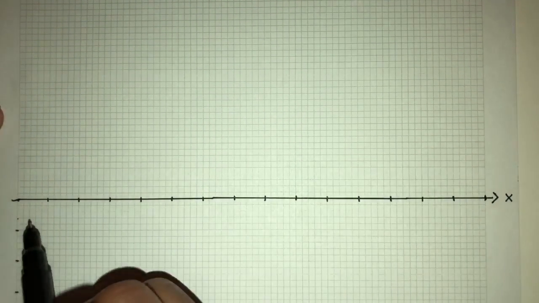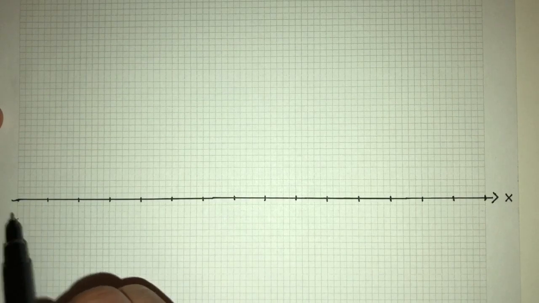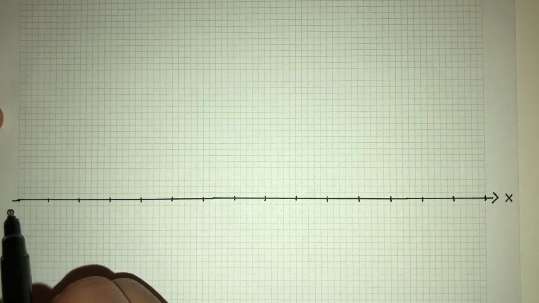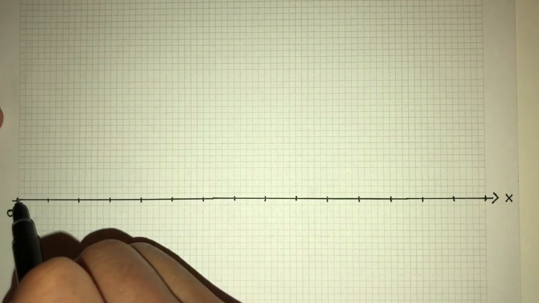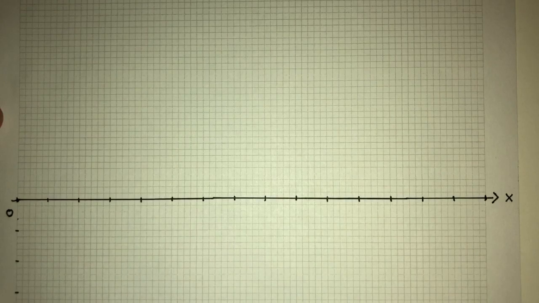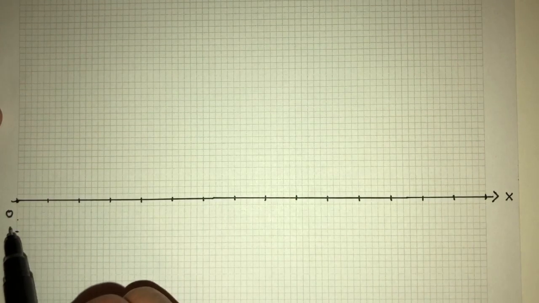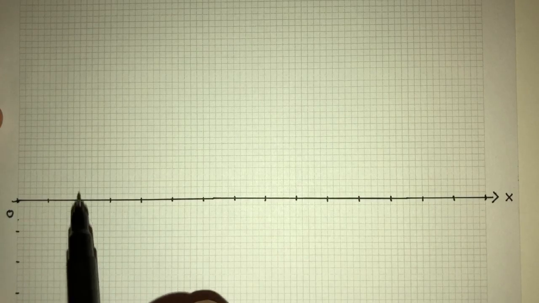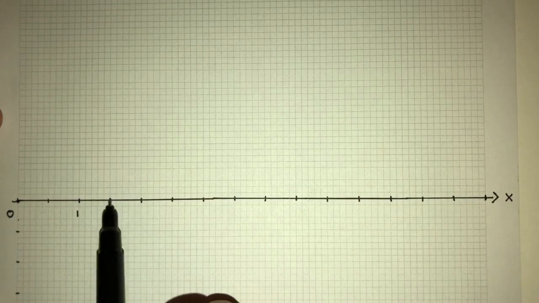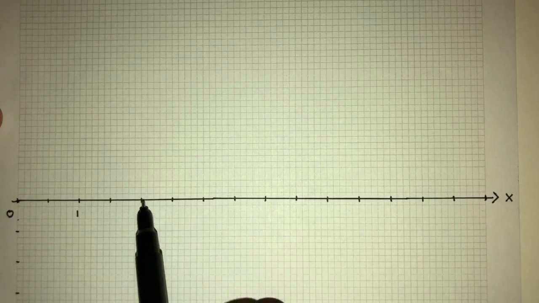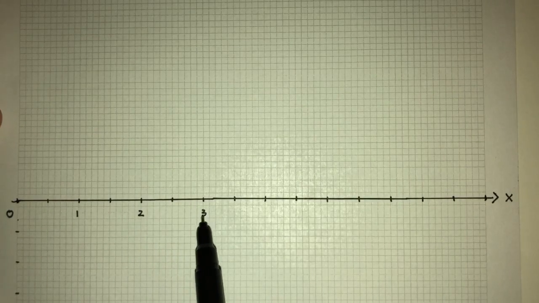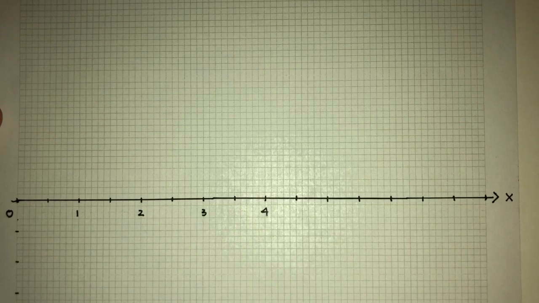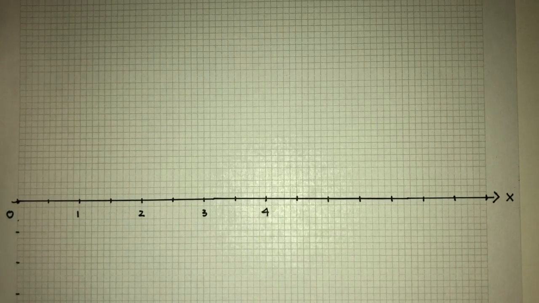I can start here for 0. And now to 4, it says using a scale of 2 centimeters for 1 unit, so 1, 2, that will be 1. So 1, 2, 1, 2, 1, 2. Here you go. So we just need from 0 to 4 on the x-axis.